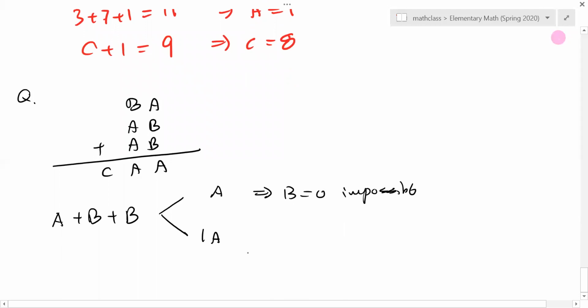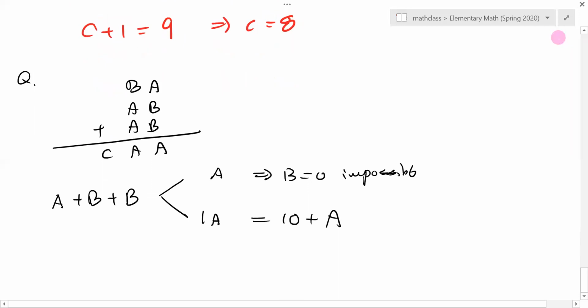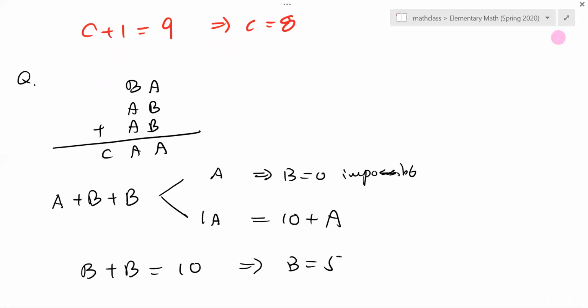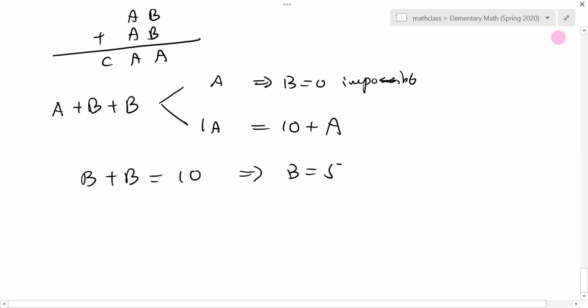So 1A means what? Means 10 plus A, right? So, okay, A plus B plus B equals 10 plus A. So what does that mean? B plus B should be equal to 10. So that implies B should be equal to 5, okay? So let's see, we figured out B. We don't figure out A yet, but we get the B, okay? So that's a possible solution.